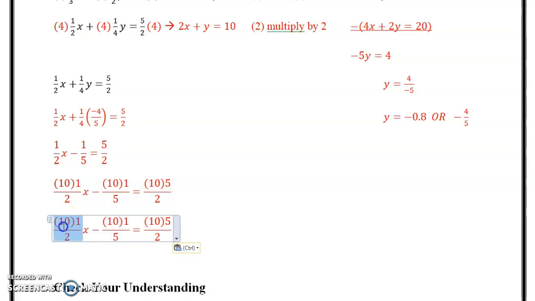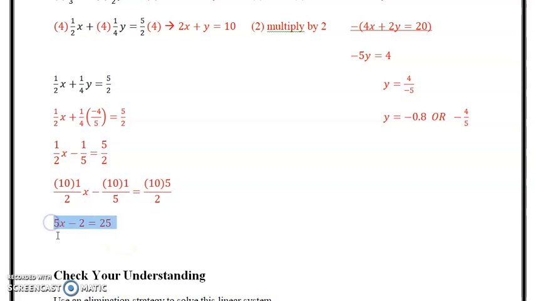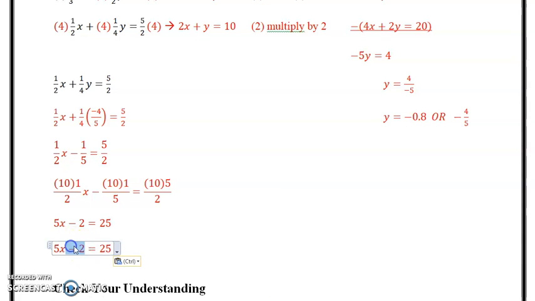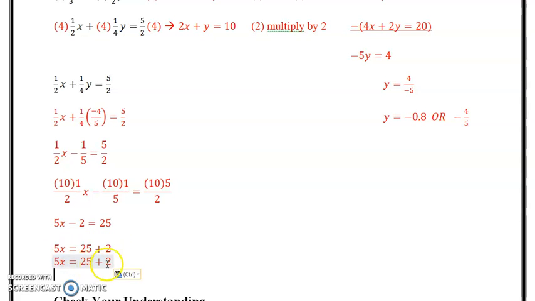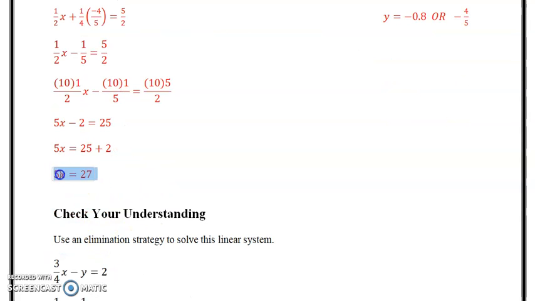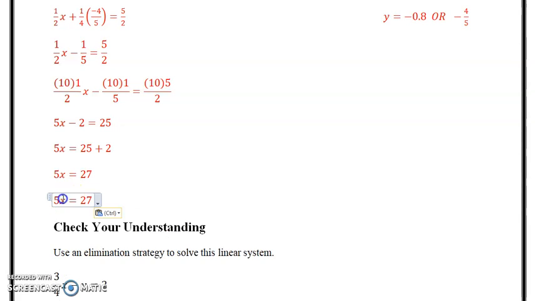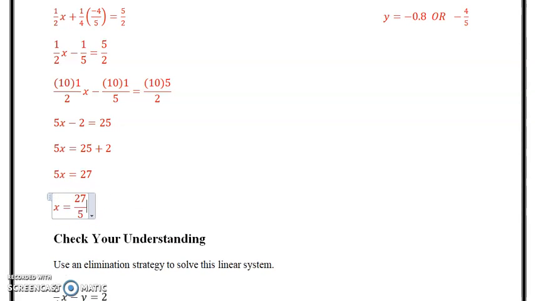So 10 times 1 divided by 2 is 5x. 10 times 1 divided by 5 is 2. And 10 times 5 divided by 2 is 50 divided by 2, which is 25. We add 2 to both sides, so that's gone. That gives you 27. And then divide both sides by 5. You end up with 27 divided by 5, or 5.4. Okay?